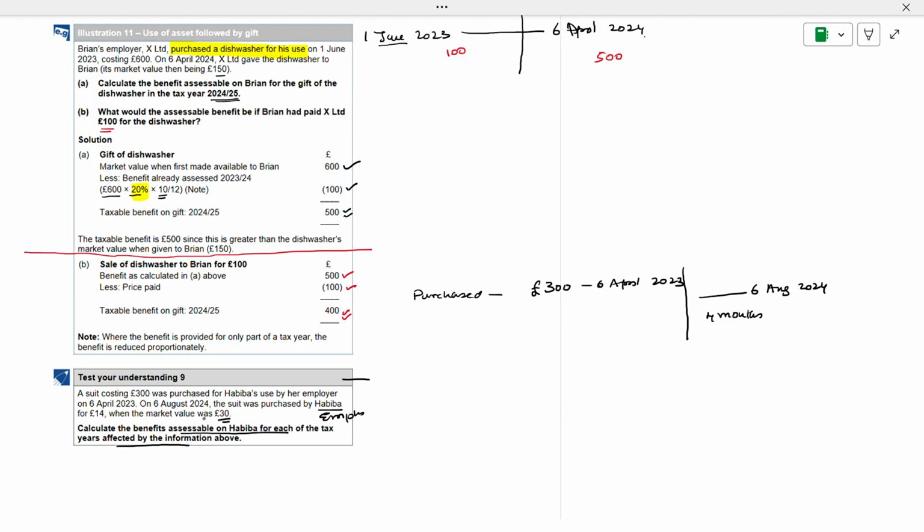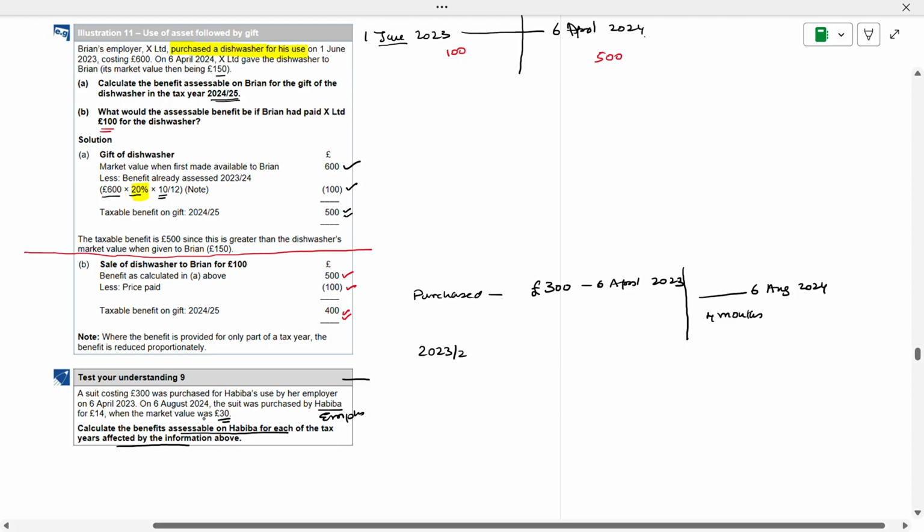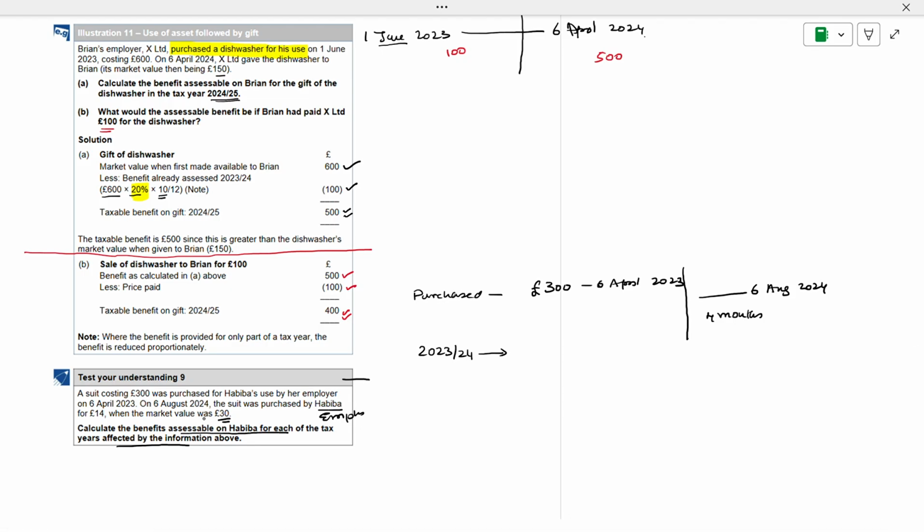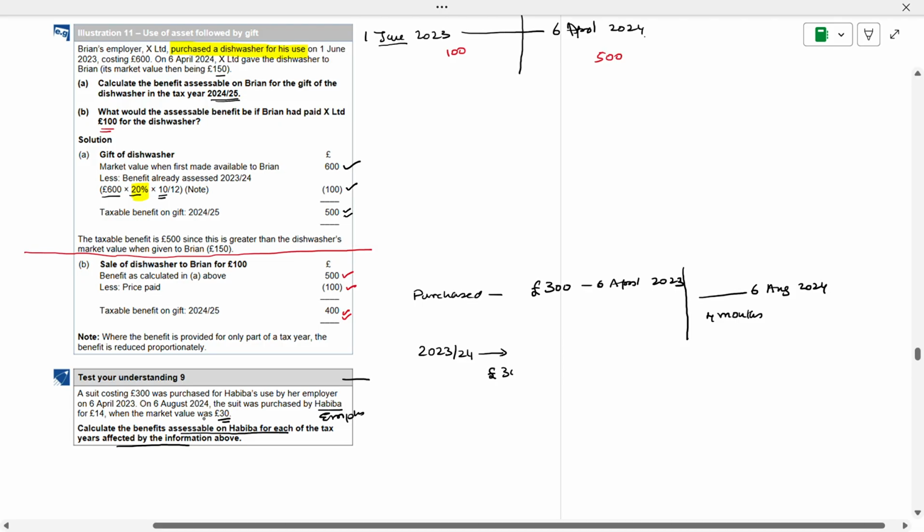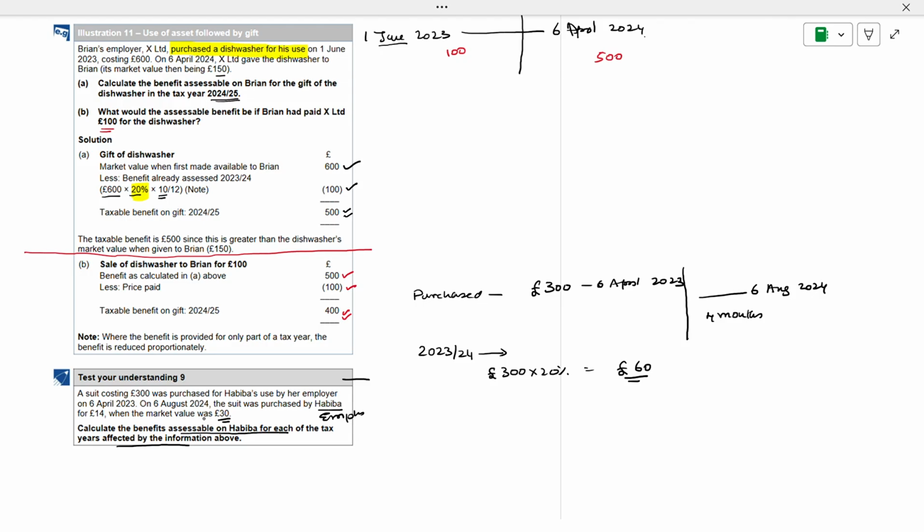How much can we do? How much is there for 2023-24? It will be how much? 300 into 20%, 300 straight away. I'm doing it in shortcut. 300 into 20% comes to how much? 60. Are you clear about this? Yes, sir. Okay, done for 2023-24.